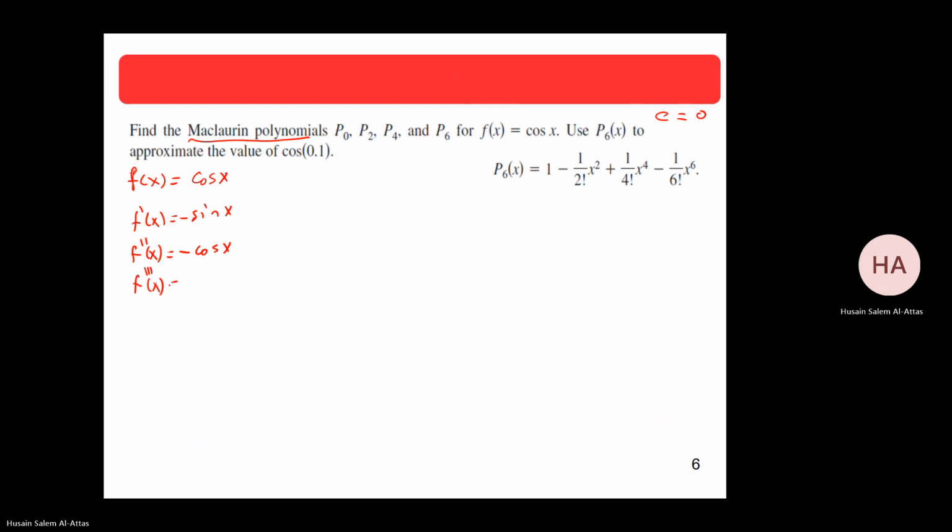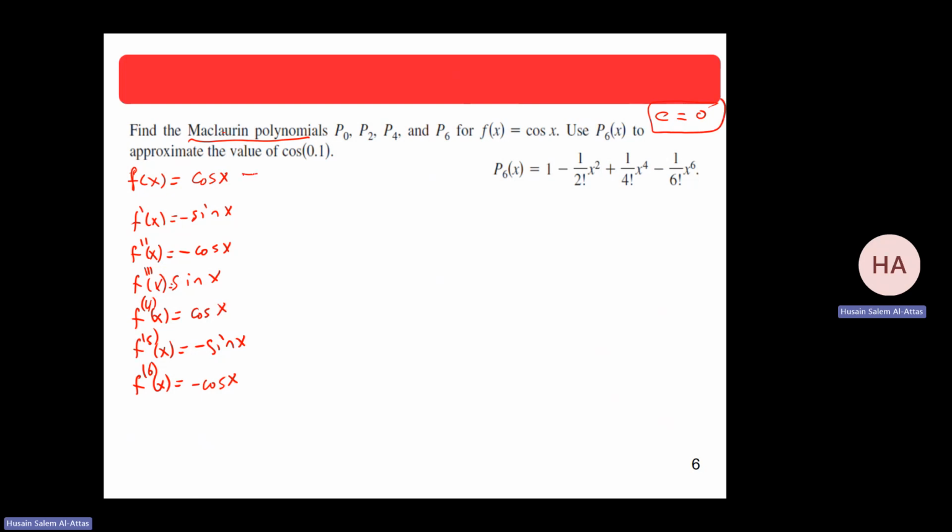Third, that will be sine x. Fourth, that will be cosine x. Fifth, that will be minus sine x. Sixth, that will be minus cosine x. What I care about, since I need the Maclaurin, I need c to be what?